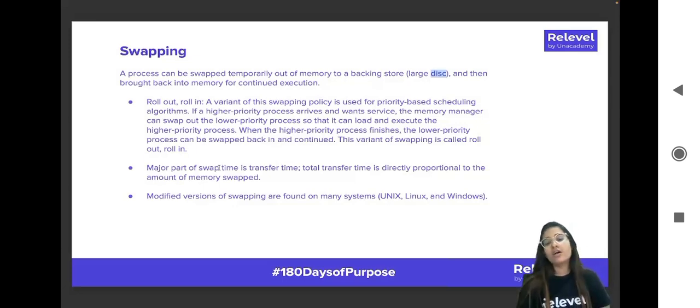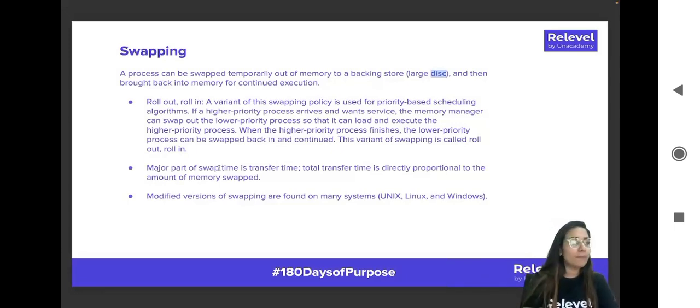Because you know that for any process to execute, it has to be in the main memory, but currently the main memory is filled, right? But some higher priority process came in. So what we do is we take a low priority process and swap it out so that the higher priority process can come in. And when the higher priority process finishes, the lower priority process can again be swapped back in and continued if its execution was left off.